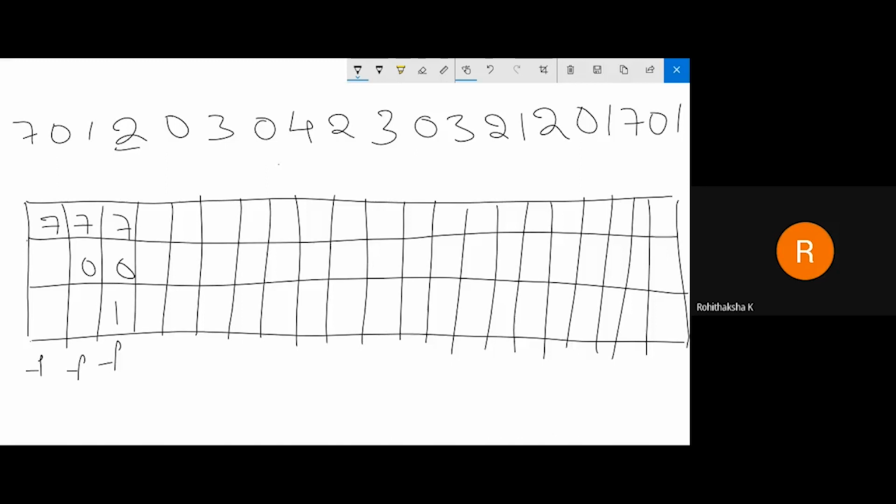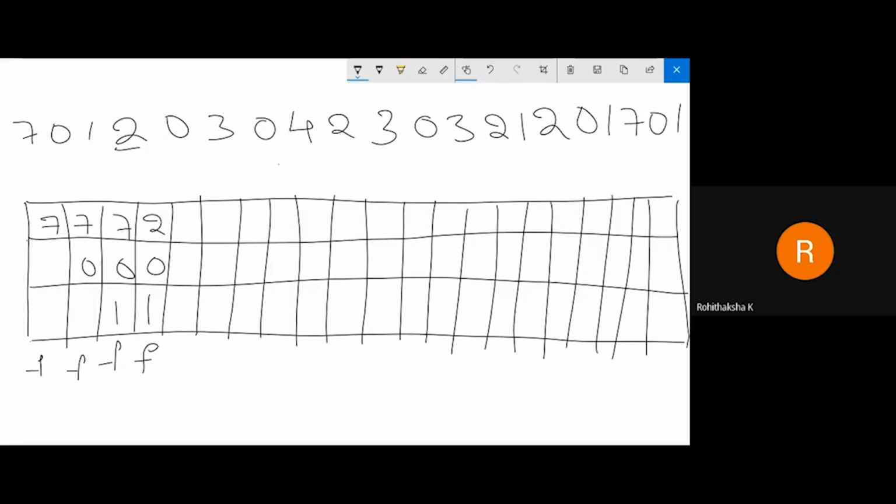If you check 7, after 2, 7 is not there. If you count 1, 2, 3, 4, 5, 6, 7, 8, 9, 10, 11, 12, 13, 14, after the 13th iteration 7 recurs again. If you take 0, immediately after 2, 0 is coming. If you take 1, before 7, 1 is occurring. So I cannot replace 0 and 1; we have to replace only 7. I'll replace page number 7 with 2 and make it 2, 0, 1, and call this a page fault.